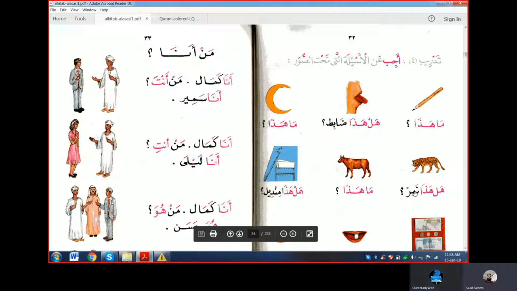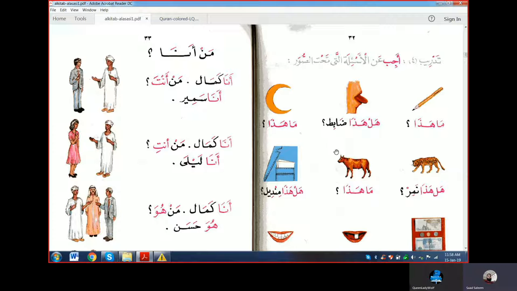Okay. Hal haza namir, is this a leopard? Yes, leopard. Nam, haza namir. Noon fatha, meem kasra, ra sakin: Namir.